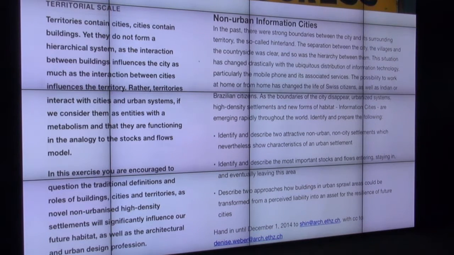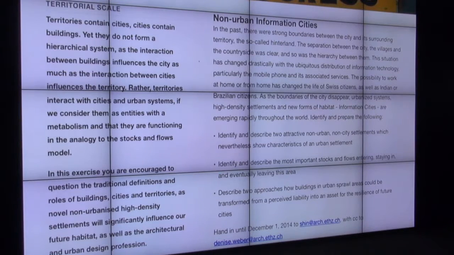In exercise 3, we are interested that you define and find so-called non-urban information cities. You may ask yourself, what is this? In the past, there were very strong boundaries between the city and the environment around it, but these boundaries are evolving very quickly, and we have a very ubiquitous distribution of information technology, particularly the mobile phone and its associated services. Matthias Stadtfest will tell you more about this soon.